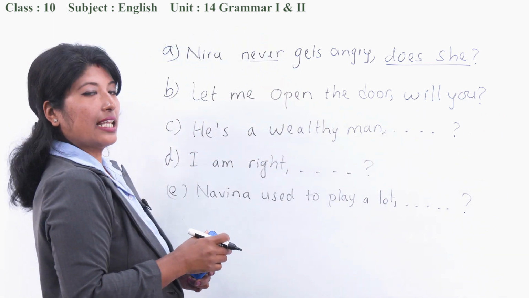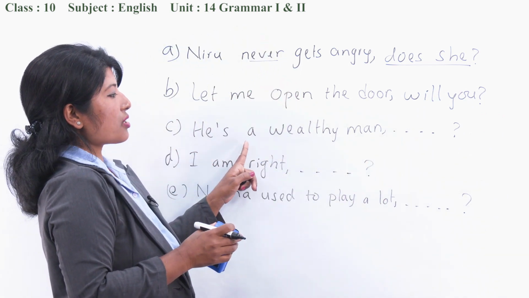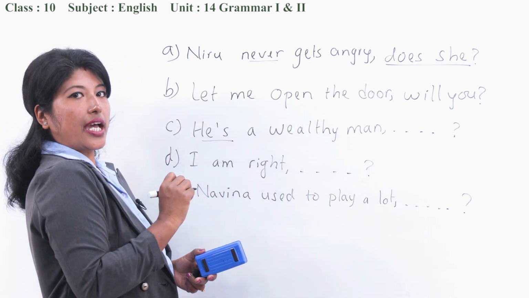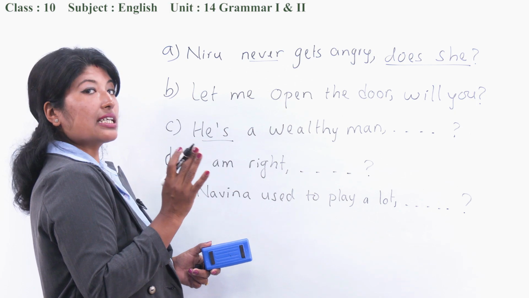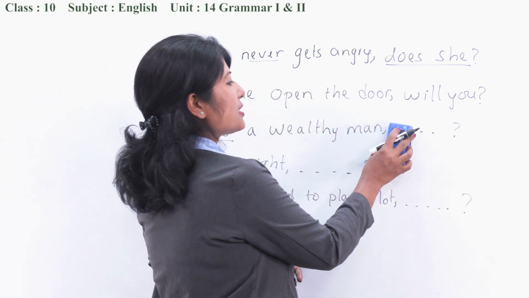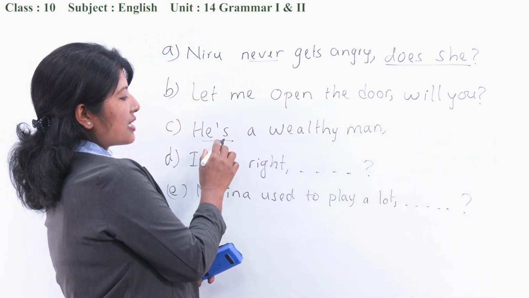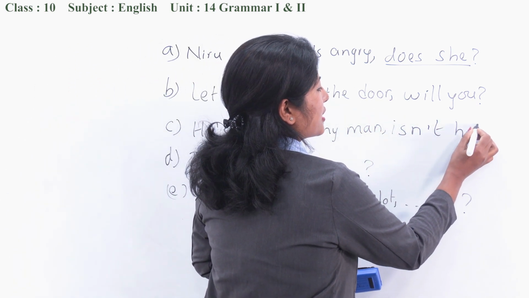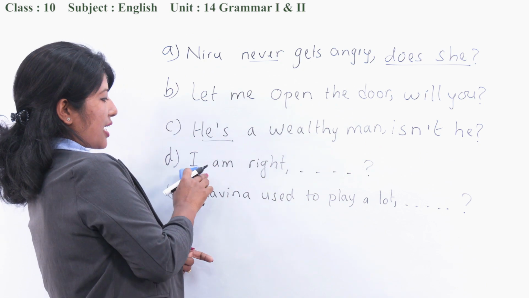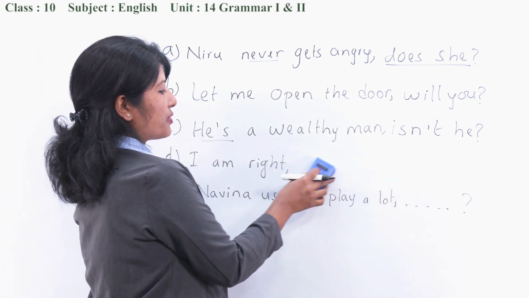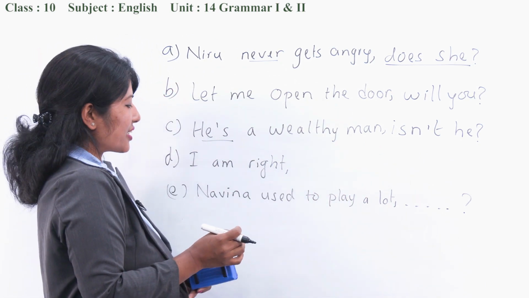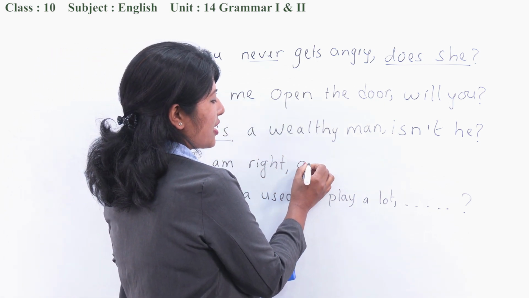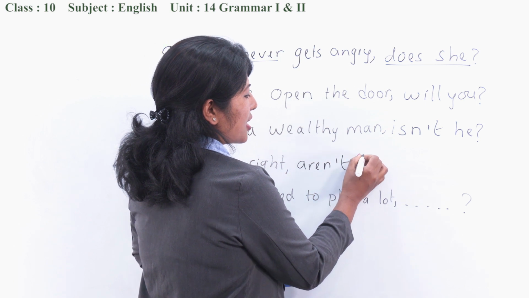Okay. Let's move to C. He is a wealthy man. Here, apostrophe s is there. So what is it? Is. Okay, that means here we need isn't he. Isn't he? Okay, I am right. What do we say? Amn't I? Is that correct? Amn't I? No. What we say? Aren't I?